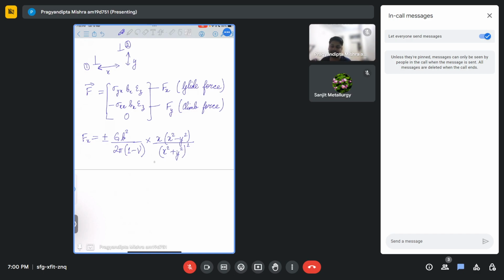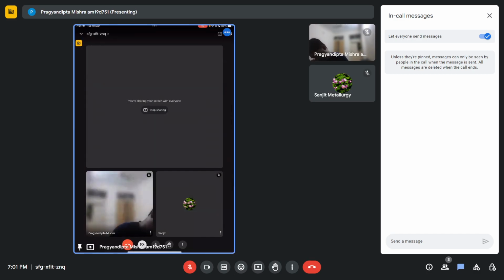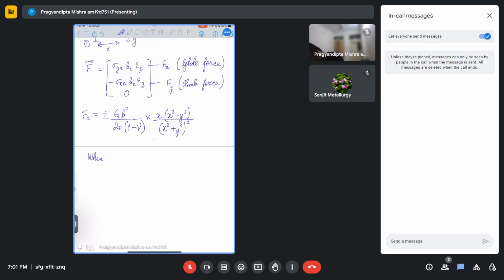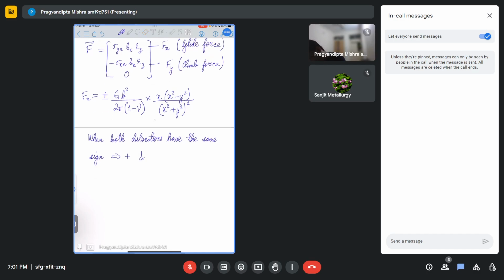Why am I talking about plus or minus? Essentially, when both dislocations have the same sign, we are going to have positive, plus, and vice versa. When dislocations have the opposite sign, it will be negative. Okay, so that's why we say plus or minus.